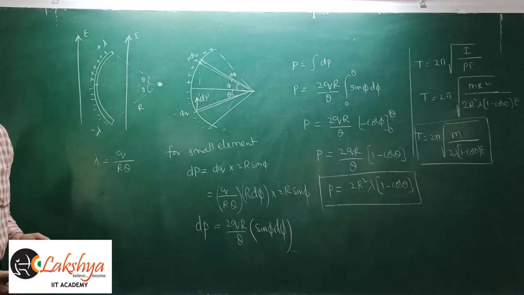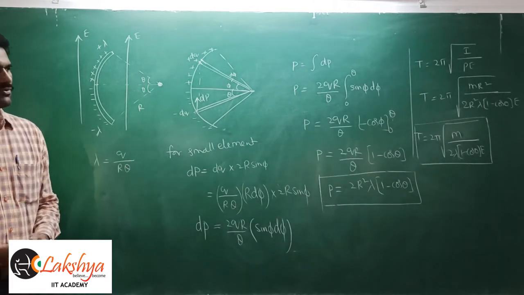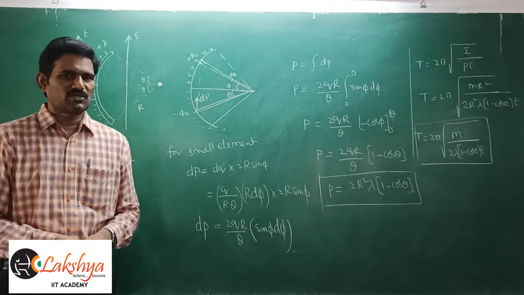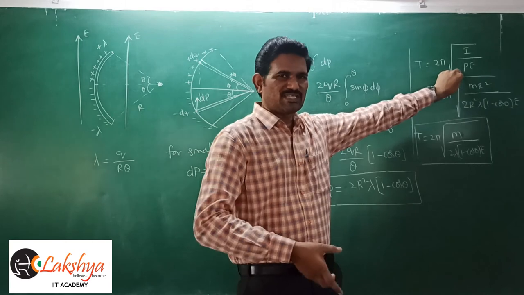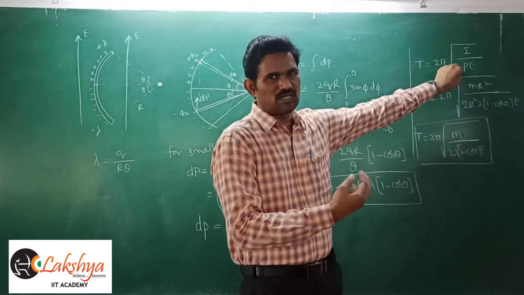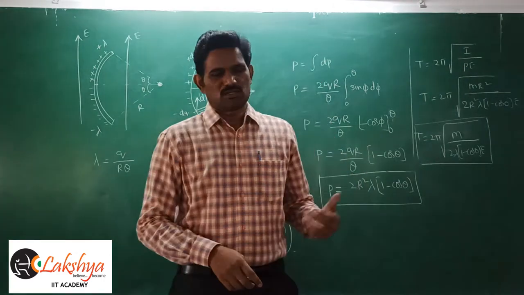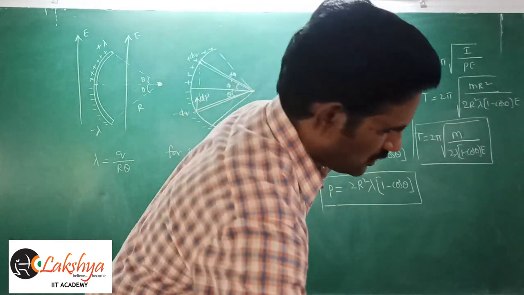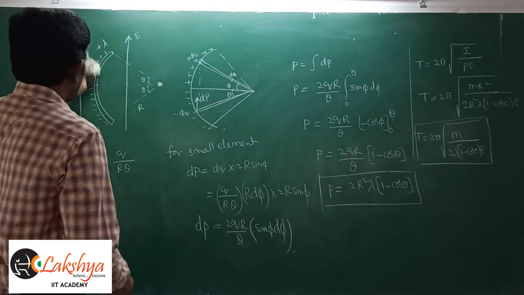Whenever the time period is given, that means whenever such a dipole is placed in a uniform electric field, that is our time period calculation. That means we need to think about this p value calculation. If p is given, then the problem will be easy, directly you can substitute there. Then the moment of inertia we need to calculate. That we know already, we discussed the moment of inertia calculations in the rotary motion topic.